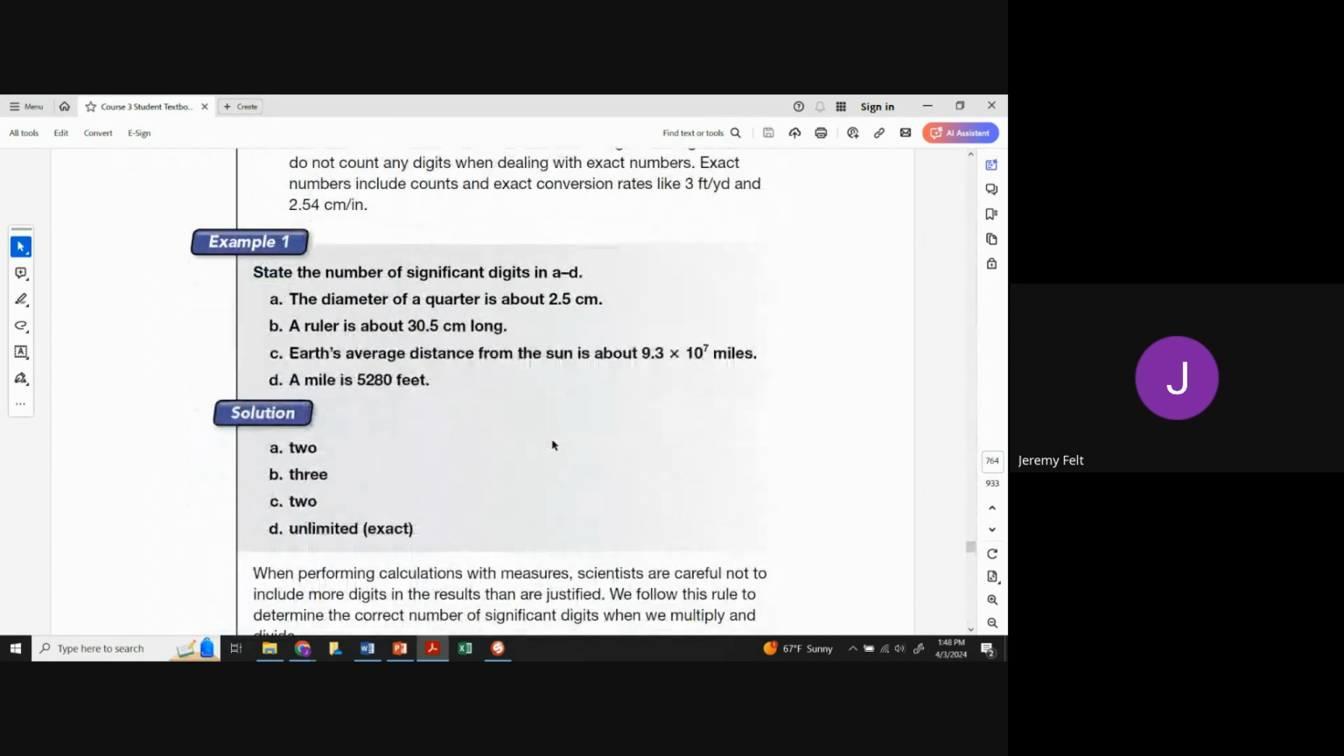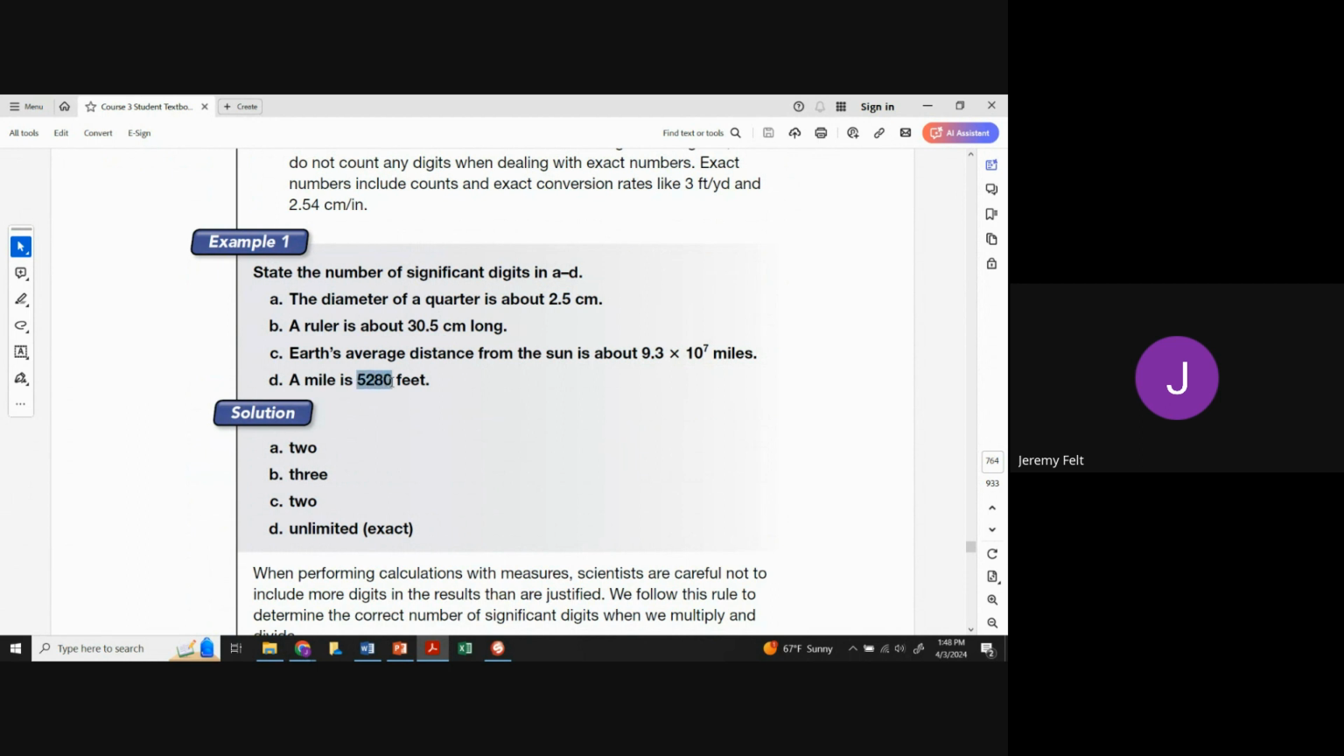So let's take a look at some of their examples. State the number of significant digits in the following. The diameter of a quarter is about 2.5 centimeters, so 2 significant digits. A ruler is about 30.5 centimeters long. The zero in between significant digits is significant, so that's 3. Then 9.3 times 10 to the power of 7, that would be a lot of zeros, but in scientific notation that makes it really nice to identify. We have two significant digits, 9.3.